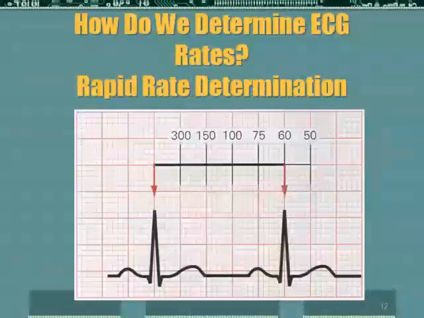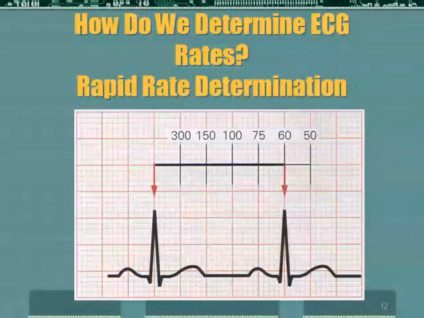Another way that we could determine EKG rate is by counting the boxes and then dividing into the numbers. If you remember, 1 minute of time was 300 large boxes. So if we counted how many large boxes are between complexes, 300 divided by 5 would give us a heart rate of 60. Another method is to look at the number of small boxes between 2 R waves and divide this into 1,500, and that would give you 1,500 divided by 25, or a heart rate of 60.